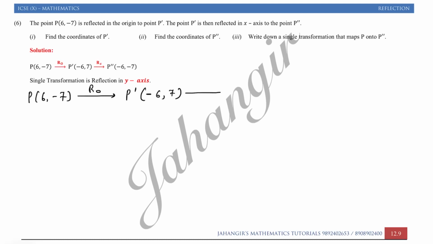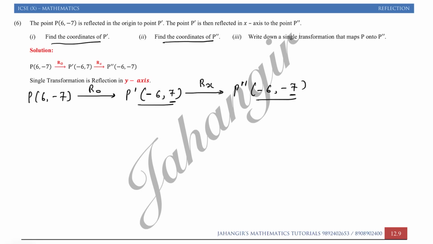Now P dash is then reflected in the x-axis. When you are reflecting a point in the x-axis, its y coordinate will change sign. So 7 will become -7. So write down the coordinate of P dash, done. Write down the coordinate of P double dash, it's done.